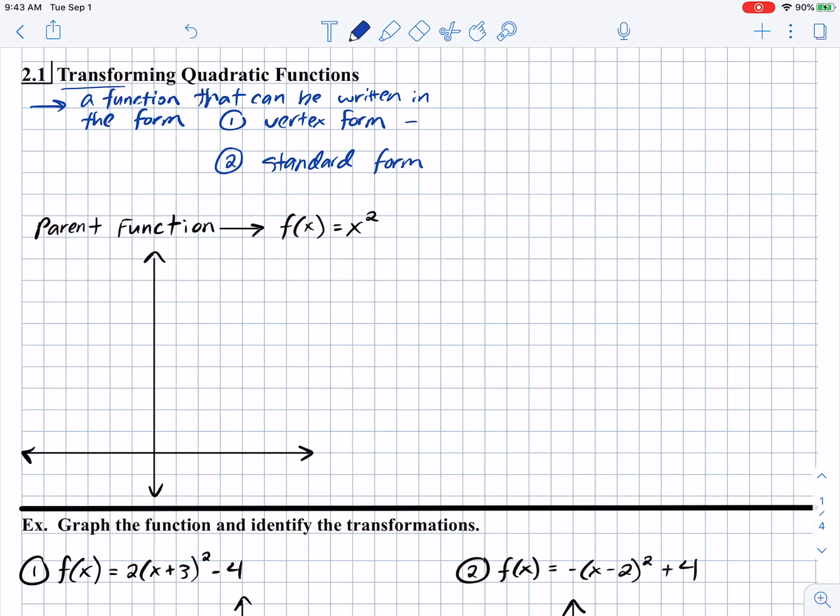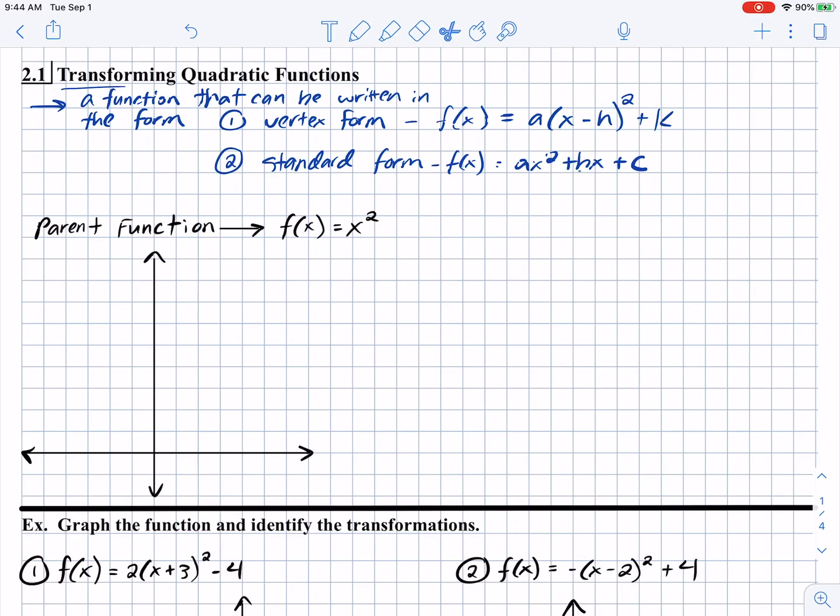So vertex form is what we're going to focus on today. Vertex form looks like this. f of x equals, and it's going to look pretty similar to what you've seen with absolute value functions. a, but now not times the absolute value, times (x minus h) squared. Remember, you always need some element of x squared for a quadratic function, plus k. And then for our standard form, f of x equals ax squared plus bx plus c, okay?